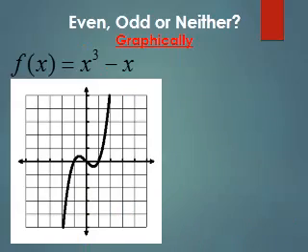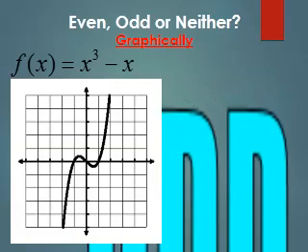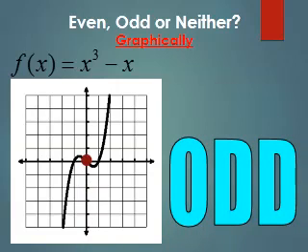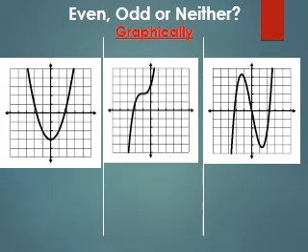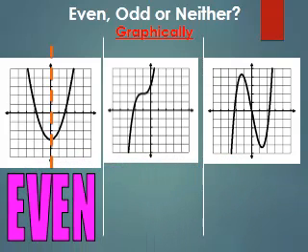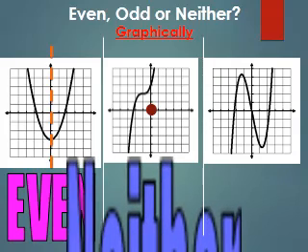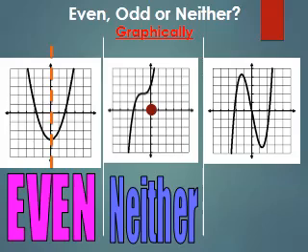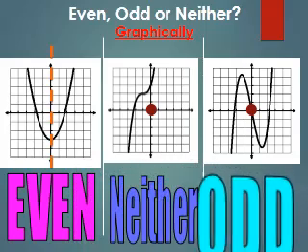Now we have this function. As you can see here, this is an odd function because the origin O is the center of symmetry. Now let us check each function if it's even, odd, or neither. The first function, we have the y-axis as an axis of symmetry, so this is even. The second one, we don't have the y-axis or the origin as center of symmetry, so it's neither. The last figure, O is the center of symmetry, so this is an odd function.